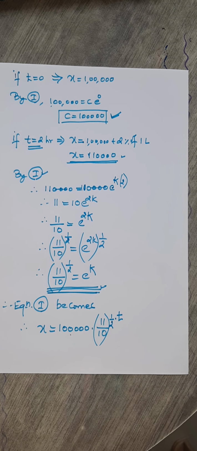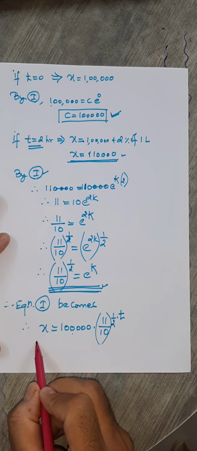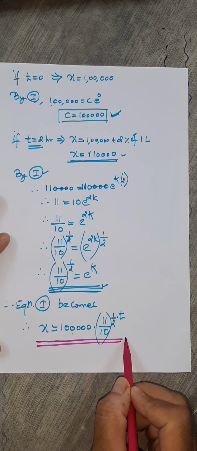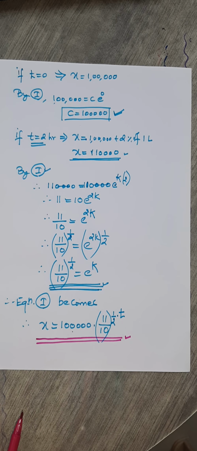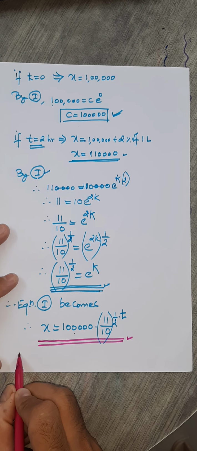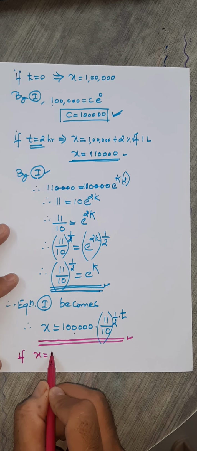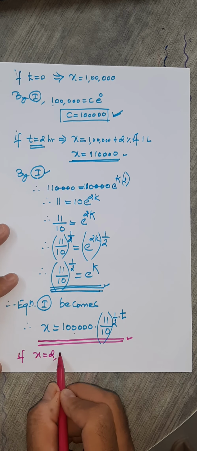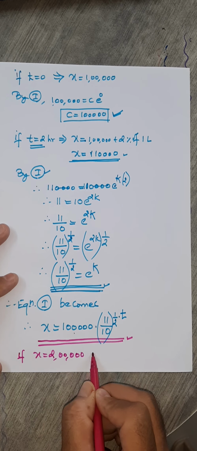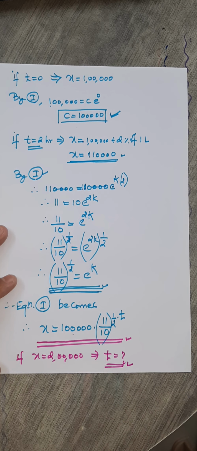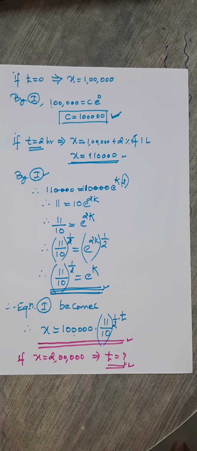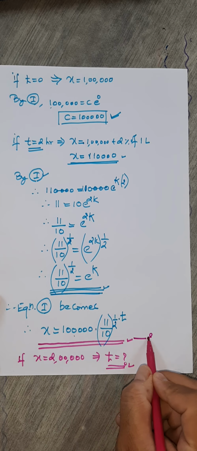Now remember, what's the question now? In how many hours the count becomes 2 lakhs? That's the question. This is the final solution, remember. This is sometimes called the particular solution. Now we are going to answer the question. So the question is, if x equals 2 lakhs, then what's the value of t? That's the question, in how many hours. So that we are answering now based on this equation. You can call this equation number 2, for example.